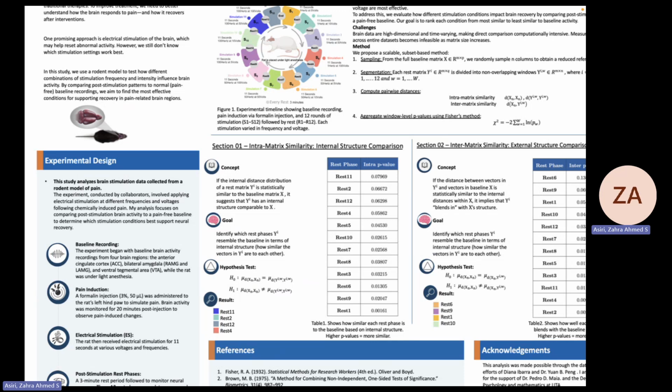The experiment was led by Diana April under the guidance of Dr. Yang Peng. My work began after data collection, where I developed a statistical framework for analyzing recovery under the mentorship of Dr. Maya Bedro.